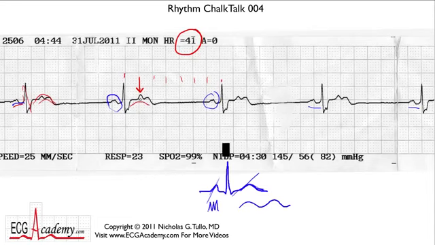This P wave doesn't conduct, so there's no QRS following it. And so you think, oh, blocked P waves. Well, this must be AV block. No, that's not quite right. Because in order to be able to diagnose AV block, you need to be able to demonstrate that the P to P interval is regular.